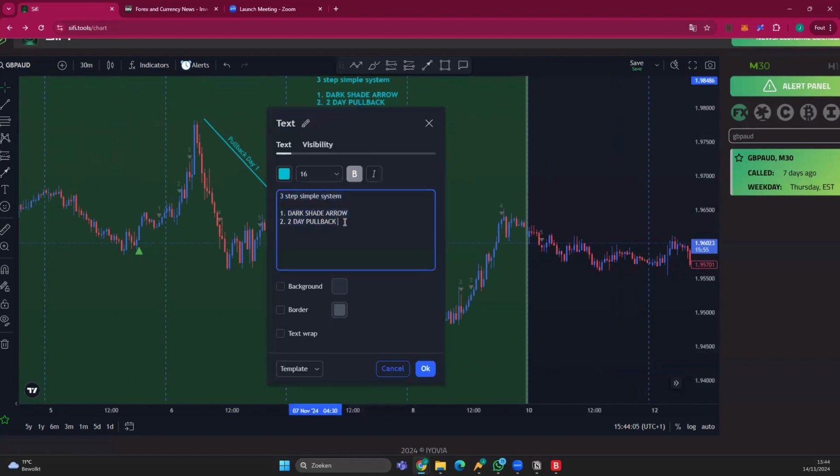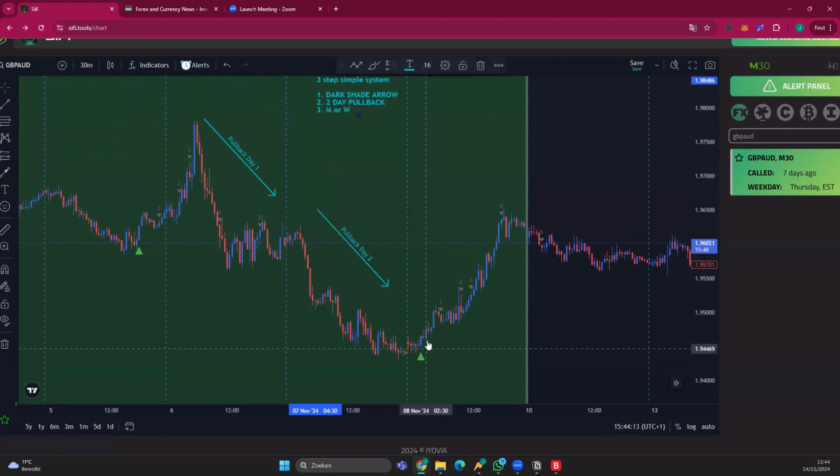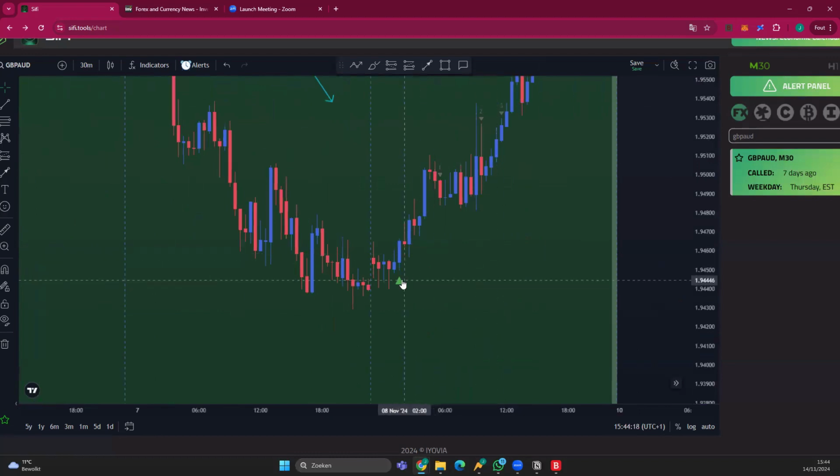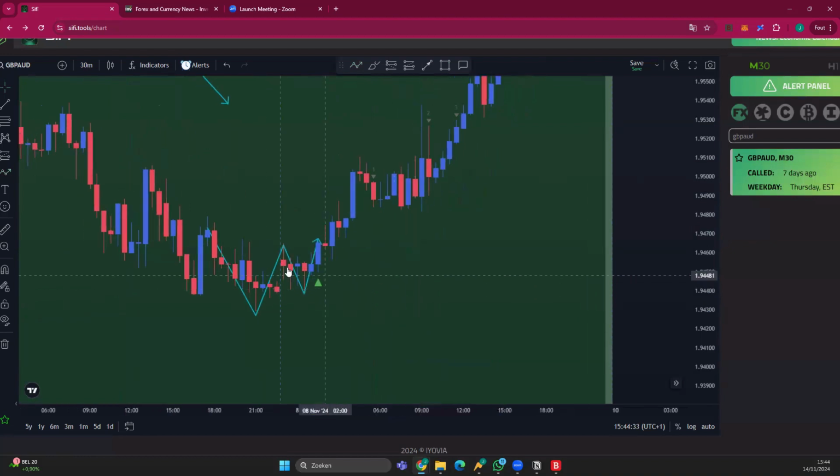And then the last step, of course, we want to have a form of a reversal pattern. And in a reversal pattern, we're looking for an M or a W. Right here, if we zoom in, just prior to this dark shade arrow, what can we see? We see the lowest point, which is always the first leg. We see a new high, we see a new low, and we see another extension. This is our W that we're looking for.